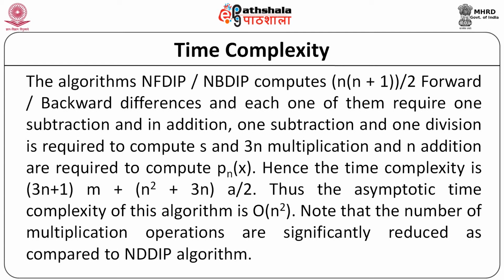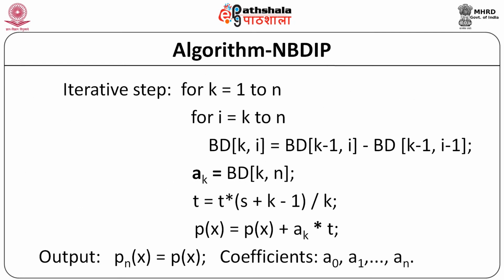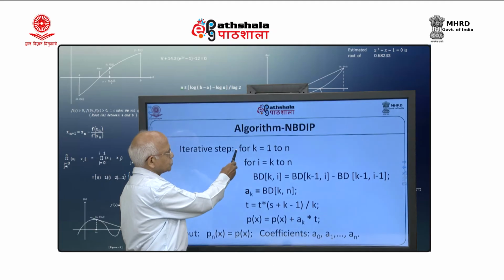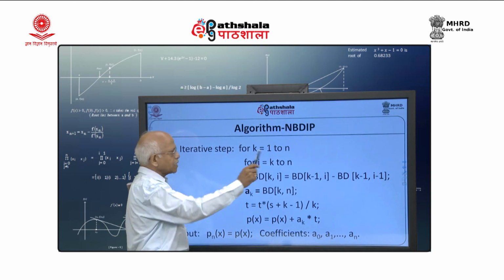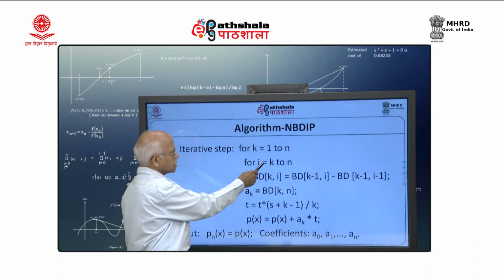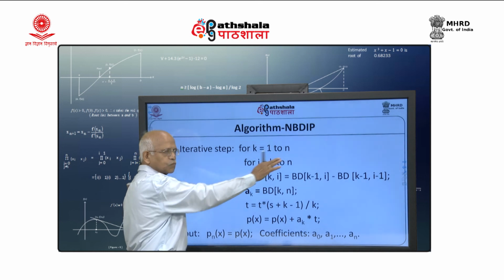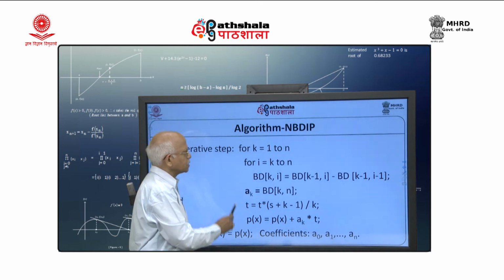Because both the algorithms are similar, time complexities will also be just the same, and therefore, I am going to do both of these together. So, the algorithms Newton's forward difference interpolating polynomial and Newton's backward difference interpolating polynomial compute n into n plus 1 by 2 forward differences or backward differences. Why? Because we are using this one backward difference like this. So, 0th order backward difference is done n times, first order backward difference is done n minus 1 times, and so on and so forth.